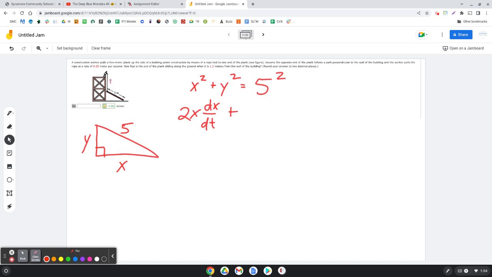So then what's going to be the next thing here, Jude? 2y dy/dt. So the fact that they both have dt on the bottom is the thing. Yeah, because we're taking the derivative with respect to time. And then what's the derivative of 25? 0. Okay, now, as we stated on our last page, dy/dt is 0.25, right?